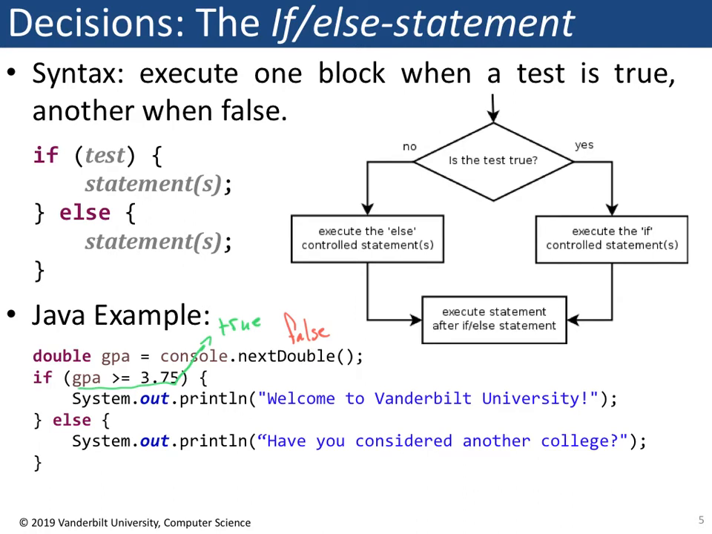So this will yield a Boolean value. If that Boolean value is true, then the statements inside of the curly braces following the if statement will be executed. If for any reason this test yields a false Boolean value, then all the statements included in the curly braces following the else statement will be executed.